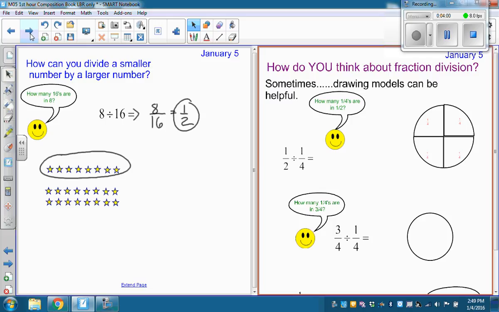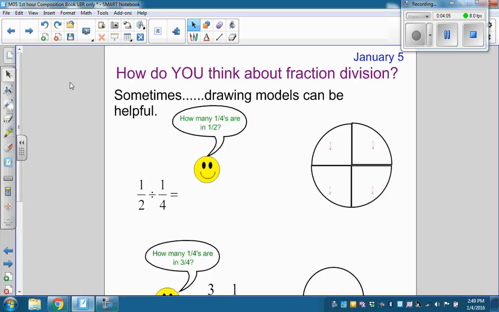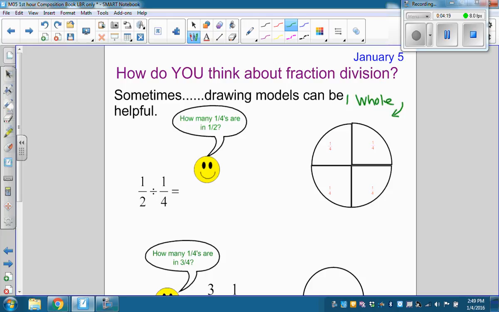So if we take this next step further, this problem over here is asking us how many 1/4 size, think of pizza slices, can fit into a half a pizza. So imagine over here that this is a whole pizza. And I divided it into 4ths, and the top part is a half. There are 2 1/4 slices in half, so we say the answer to a half divided by a 4th is 2.